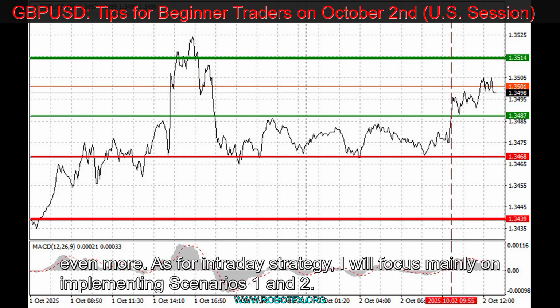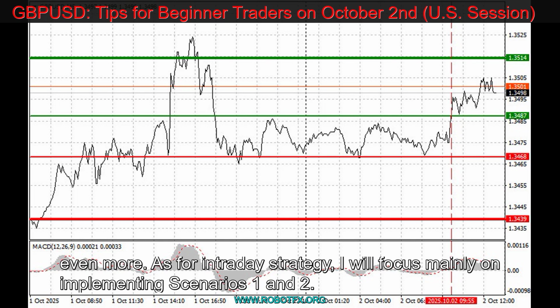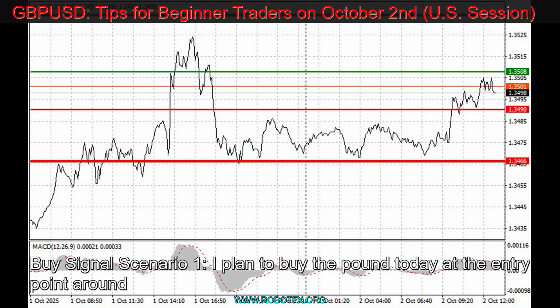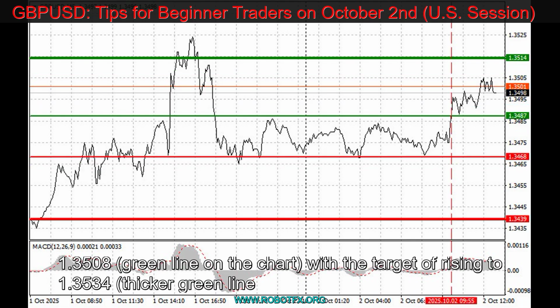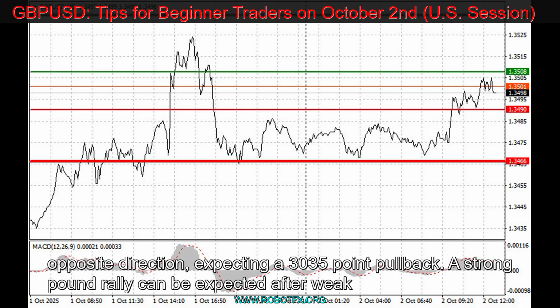Buy signal, scenario 1: I plan to buy the pound today at the entry point around 1.3508, the green line on the chart, with a target of rising to 1.3534, the thicker green line on the chart. Around 1.3534, I plan to exit long positions and open shorts in the opposite direction, expecting a 30-35 point pullback. A strong pound rally can be expected after weak US data. Important! Before buying, make sure the MACD indicator is above the zero mark and just starting to rise from it.